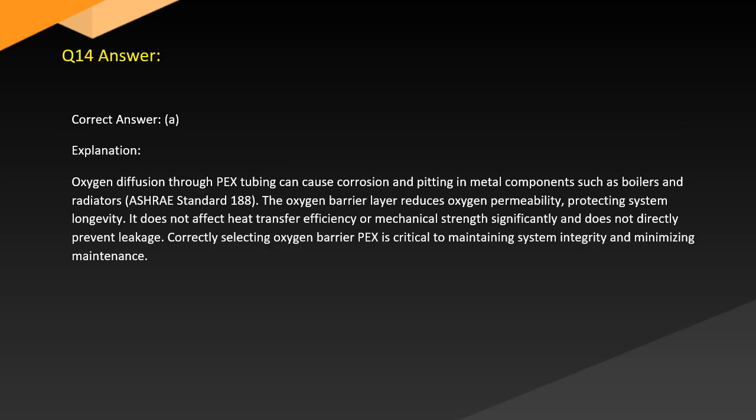Answer. Correct answer: A. Explanation. Oxygen diffusion through PEX tubing can cause corrosion and pitting in metal components such as boilers and radiators. Per ASHRAE Standard 188, the oxygen barrier layer reduces oxygen permeability, protecting system longevity. It does not affect heat transfer efficiency or mechanical strength significantly and does not directly prevent leakage. Correctly selecting oxygen barrier PEX is critical to maintain system integrity and minimize maintenance.